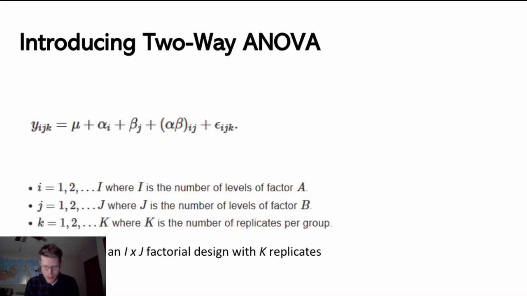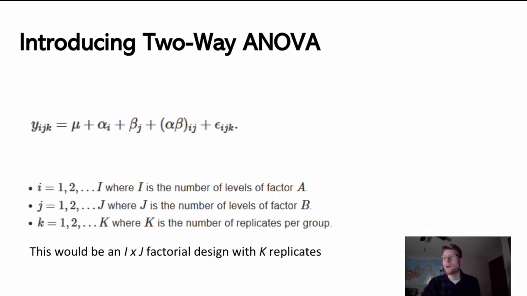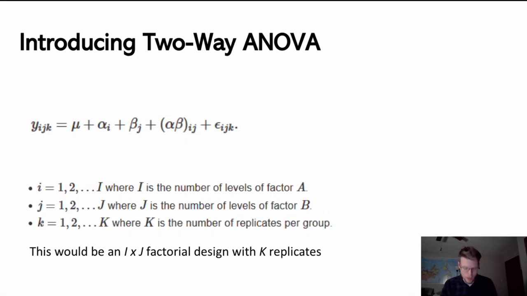Now this alpha beta term in parentheses is going to represent something called an interaction, which we're going to talk about in just a second. But yeah, we have i levels for factor variable 1. We have j levels for factor variable 2, or b, I guess is what's listed here. And then k, by the way, is how many replicates we have per group. So if we have more than one observation in each of these different combinations, then k helps us identify which observation of that particular group we're talking about.